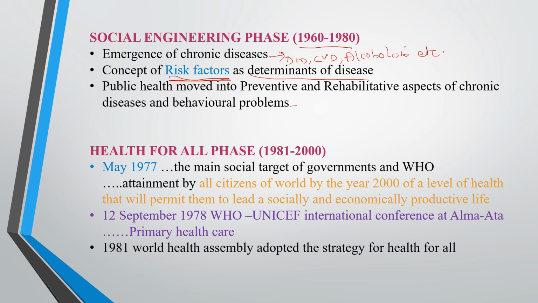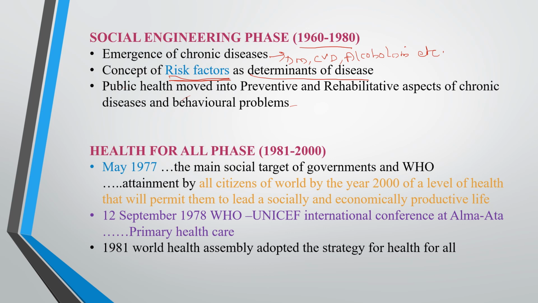During the social engineering phase, almost all the acute diseases could be controlled by controlling the physical environment of man. But chronic diseases began to emerge, like diabetes mellitus, alcoholism, cardiovascular diseases, etc. Then the concept of risk factors as determinants of disease came. So public health moved into preventive and rehabilitative aspects of the chronic diseases and behavioral problems. This is the social engineering phase.